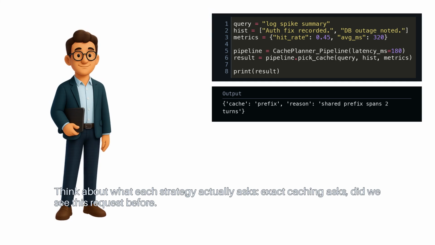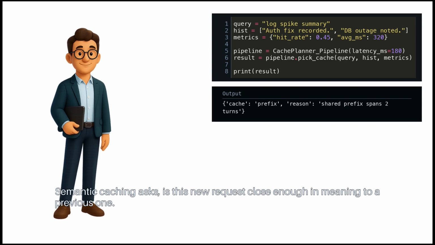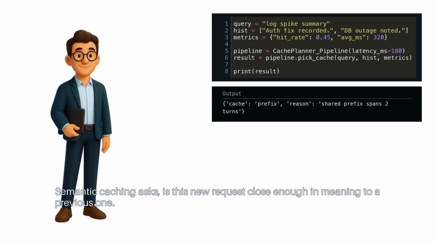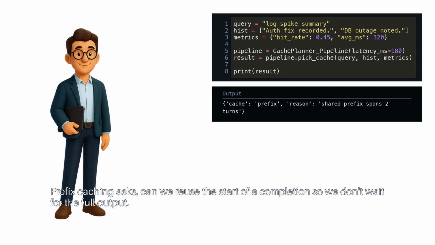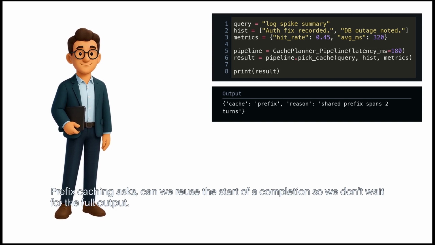Think about what each strategy actually asks. Exact caching asks, did we see this request before? Semantic caching asks, is this new request close enough in meaning to a previous one? Prefix caching asks, can we reuse the start of a completion so we don't wait for the full output?